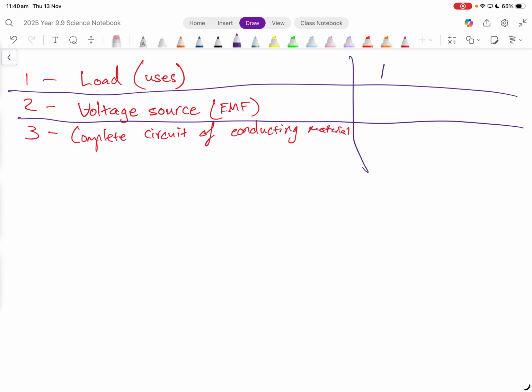Yeah, okay. Us, you, okay. What about the voltage source? Where are we most likely to get zapped from at home? Excellent. It's most likely to come from a power point.